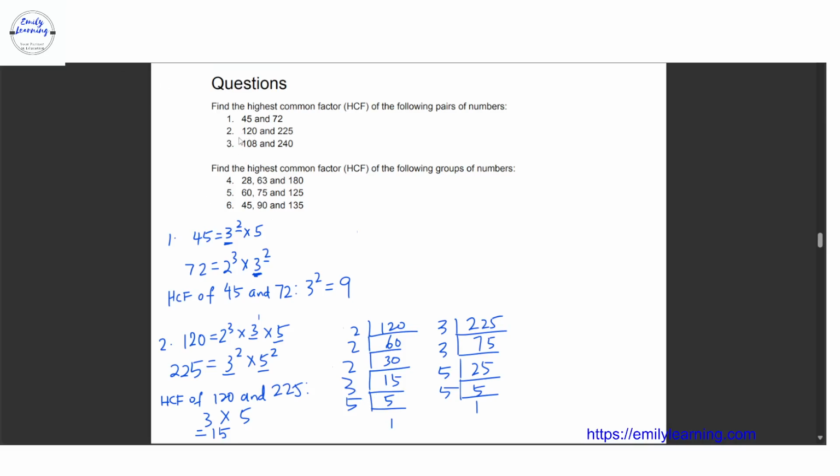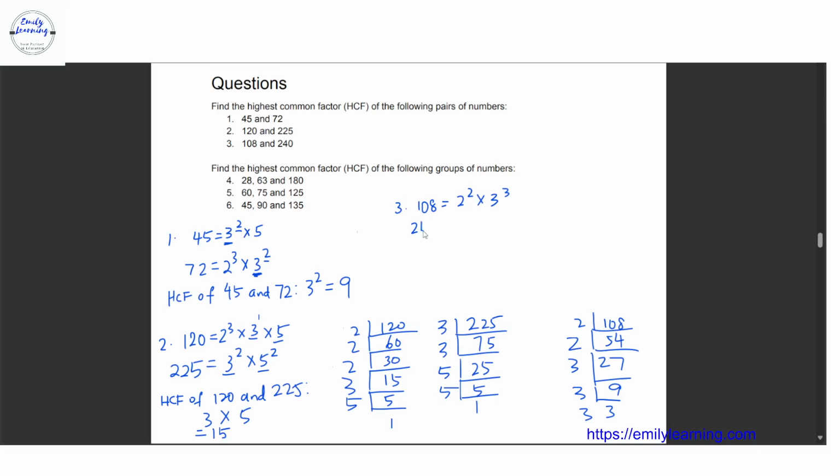Next, let's move on to question 3. Find the HCF of 108 and 240. So I need to express 108 as a product of its prime numbers in index notation. 108 is an even number, so I'll divide by 2. Divide by 2 again. Divide by 3. I get 3, 3. So in other words, 108 can be written as 2 squared times 3 cubed.